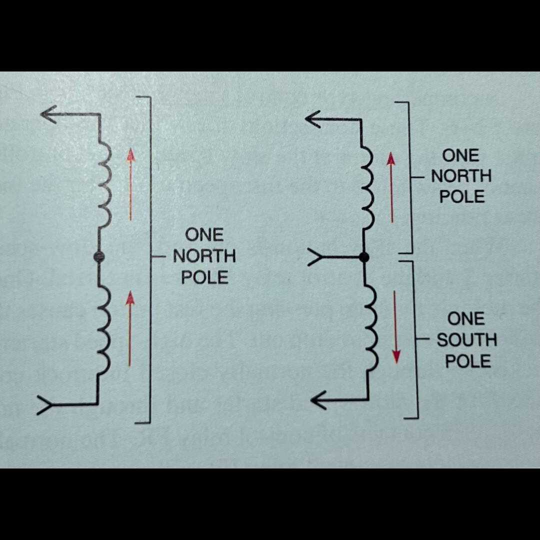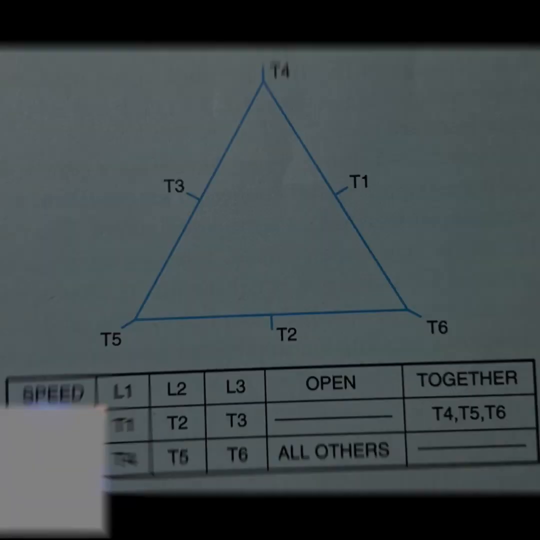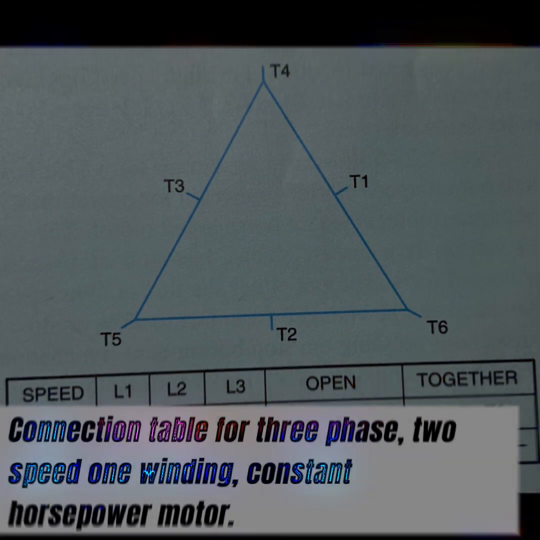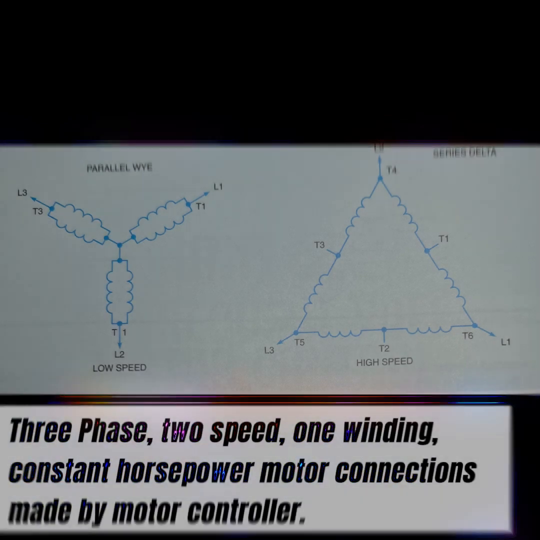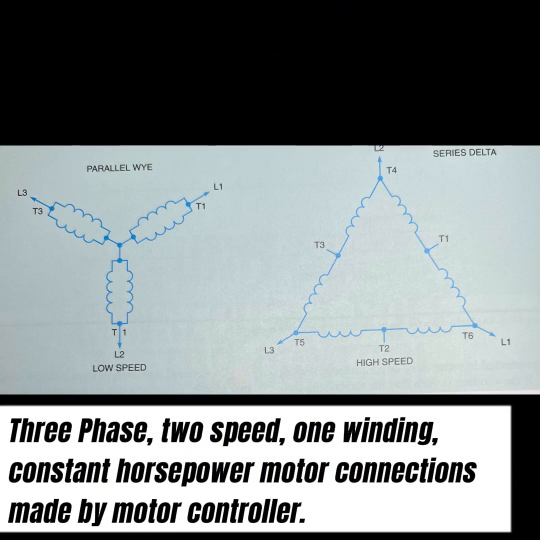A 3-phase squirrel cage motor can be wound so that 6 leads are brought out. By making suitable connections with these leads, the windings can be connected in series delta or parallel Y. If the winding is such that a series delta connection gives the high speed and the parallel Y connection gives the low speed, the horsepower rating is the same at both speeds.